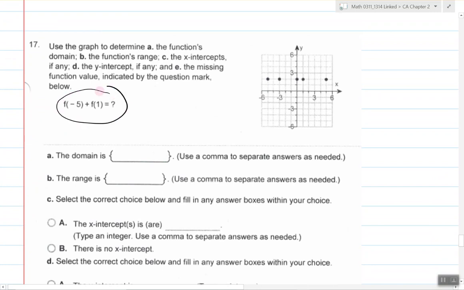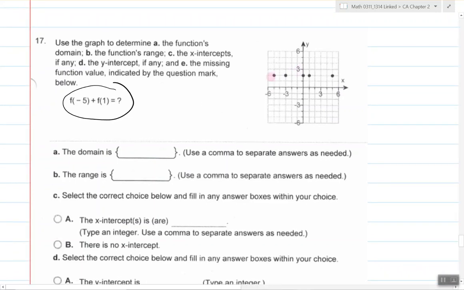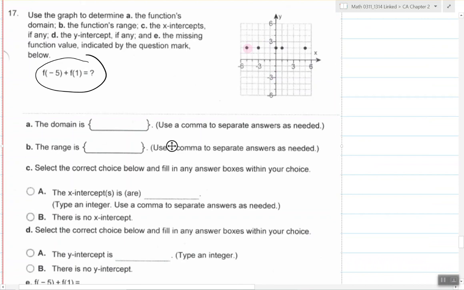This will be my last question, but my first question is to find the domain. Now, this is not a continuous graph. This is a graph that is hopping from point to point. So its domain is the set of x values. And I believe that the x values are, I'm going to say them as I point at them, -5, -3, 0, 1, and 5.